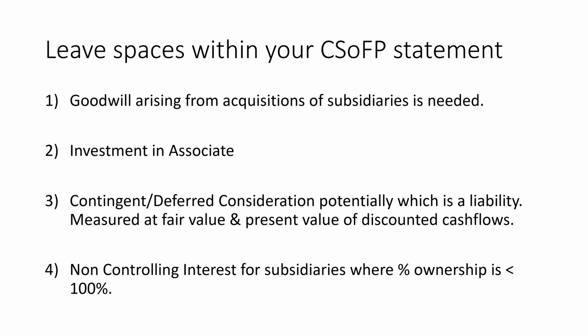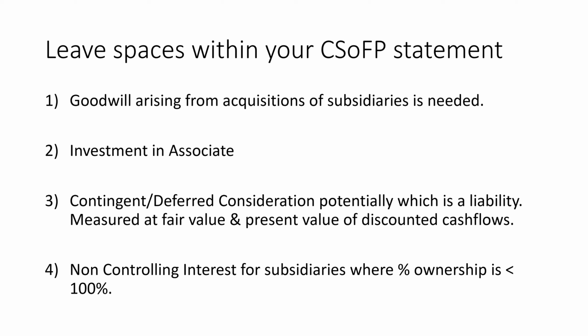I'd say in your statement, leave as many spaces as possible because there are going to be additional balances that you haven't previously seen. So at least there's going to be goodwill. There might be an investment in associate, if there is an associate at all. And what can also happen as well is that when you're acquiring the subsidiary, there might be a contingent or deferred consideration. Okay, so contingent consideration is where you only pay money if the profits of the subsidiary exceed a certain value. So it's contingent on a condition, and that's measured at fair value.